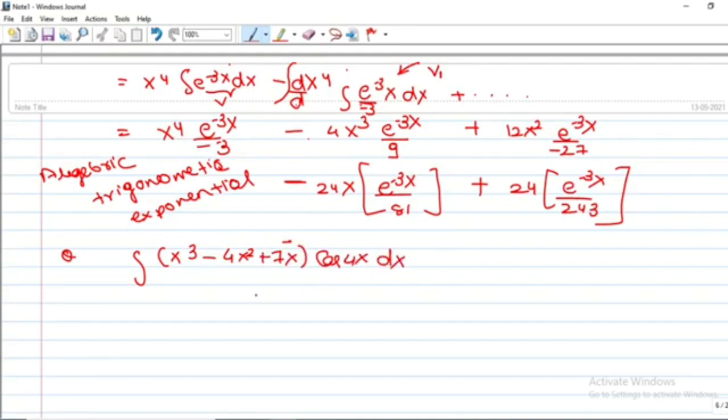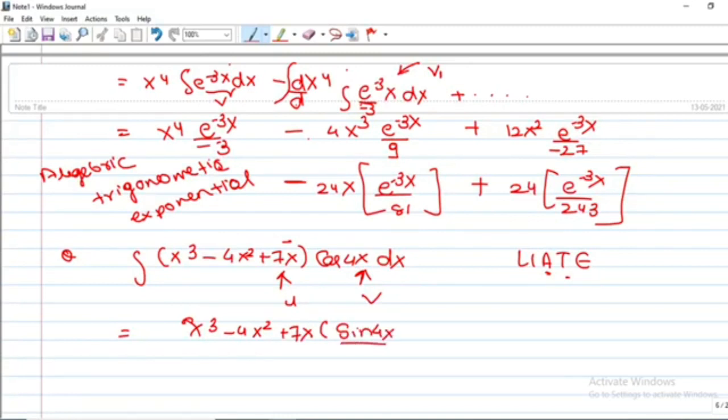So here you have to identify what is your u and what is your v. What you observe, this is algebraic, this is trigonometric. So this is my u, this is my v. So v will be integrated and u will be kept as it is. So x cube minus 4x square plus 7x will be as it is, and if you integrate this, what you will get? Cos will be sin 4x upon 4, right? Then here minus will appear, 3x square minus 8x plus 7, and if I integrate this one again, I am going to get minus cos 4x by 16.